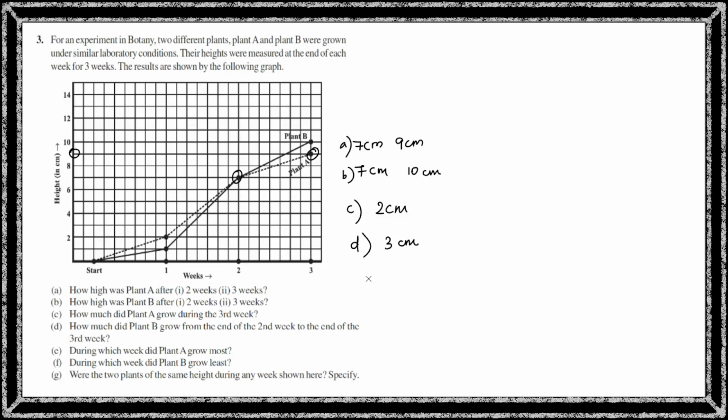Next I have, during which week did plant A grow the most? So plant A, if you can see, the first week the growth was 0 to 2, which is 2 centimeters. And in the second week, you can see that it has grown from 2 centimeters to 7, which is 5 centimeters growth. And in the third week, it has grown from 7 centimeters to 9 centimeters, which is 2 centimeters growth. So the maximum that it has grown is in the second week. This is for plant A.